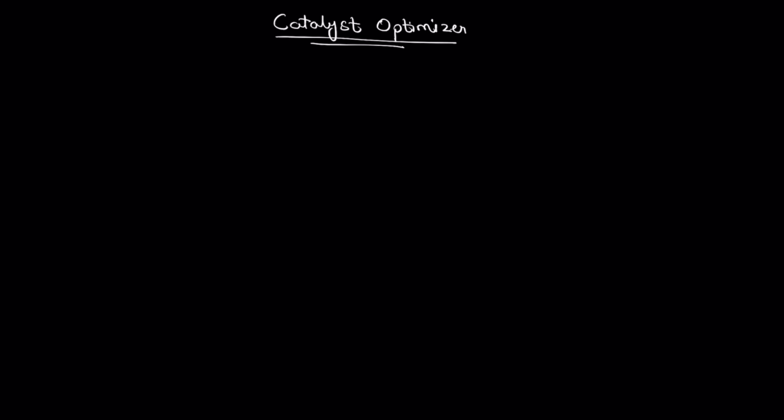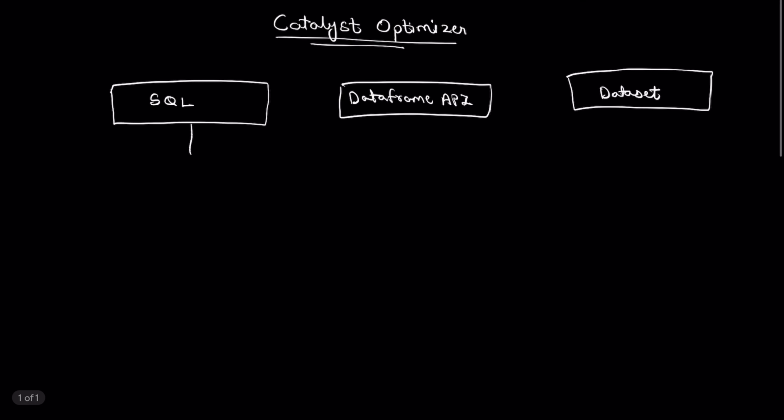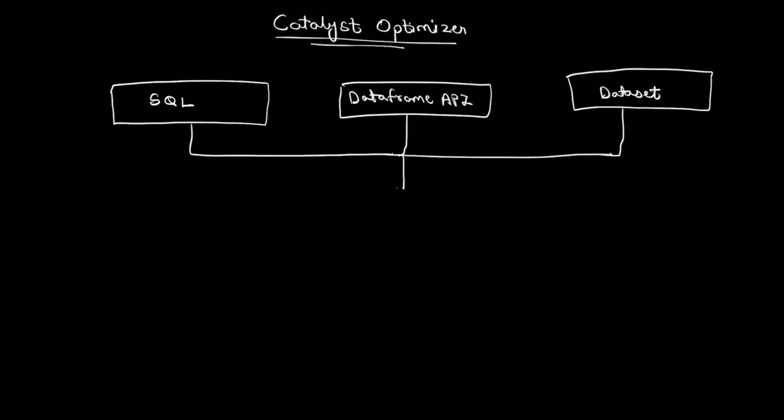Let's get started. So in Spark, we can write code in three ways. We can write code using Spark SQL, using the DataFrame API, and using datasets. So what happens is this code, whatever we have written, goes through a Catalyst Optimizer.